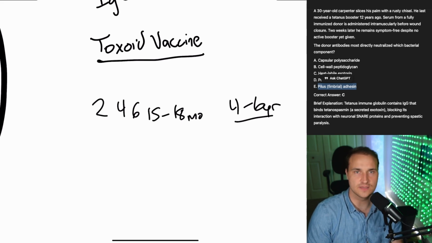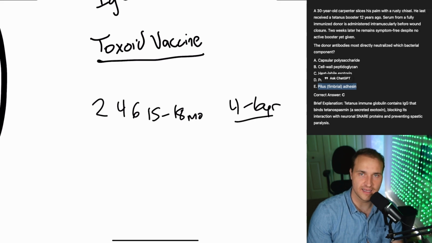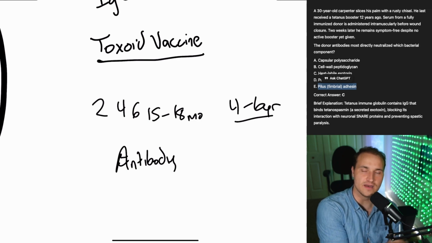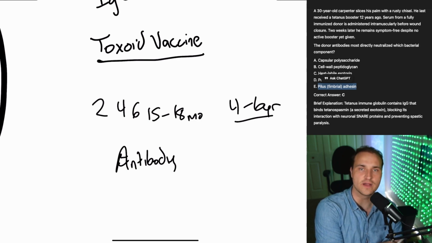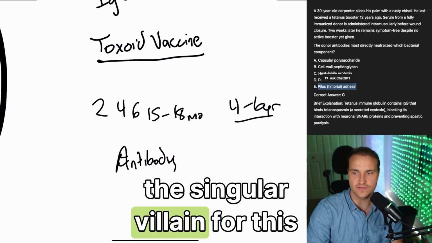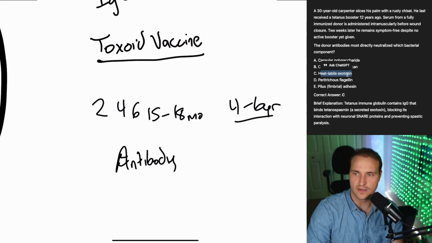And one of the first symptoms you get is trismus, so it's locked jaw. And the treatment is, you can give a metro and benzo for the spasms, but really what you need are these antibody titers with protection. So cell-mediated immunity is going to play a minimal role here. So there's no capsule, no flagellar relevance. It's just the toxin that is the singular villain for this problem, right? Just the toxin is all you need to worry about for tetanus. All right, so toxin is the answer.